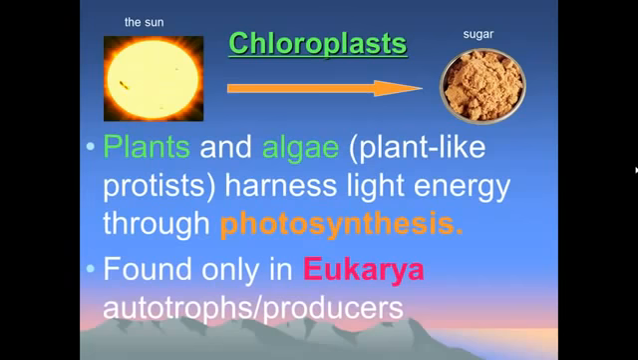Plants and algae, which are plant-like protists, live in the water, they harness this light energy through photosynthesis. This is only found in eukarya, which are eukaryotic autotrophs and producers. Remember that eukaryotes are things that have a nucleus.